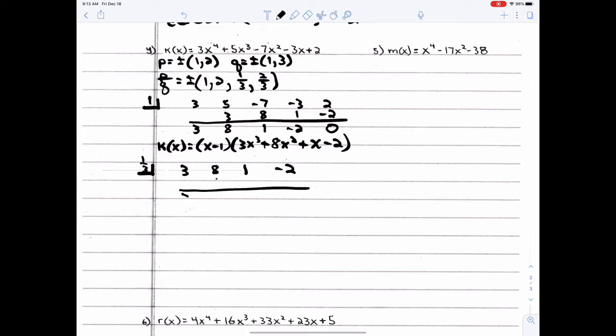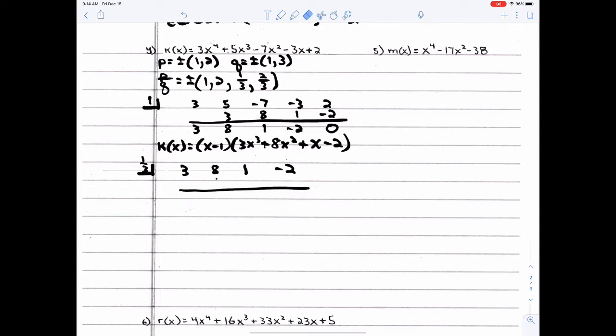Okay, so we got 3. That'll give us 1, 9. And then 1/3 times 9 is 3. Seems like I'm doing something weird here. Okay, so we got 3, 8, 1, -2. Okay, so we got 3. 3 times 1/3 is 1. 8 and 1 is 9. That'll give me 3. That'll give me 4. That'll give me 4/3. And that's not going to give us 0, so skip that one.